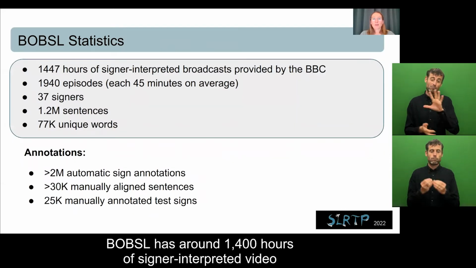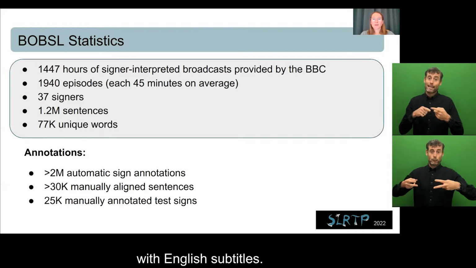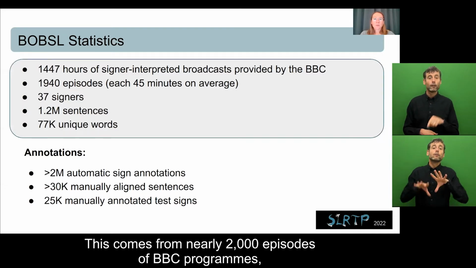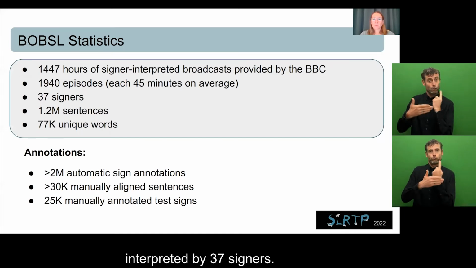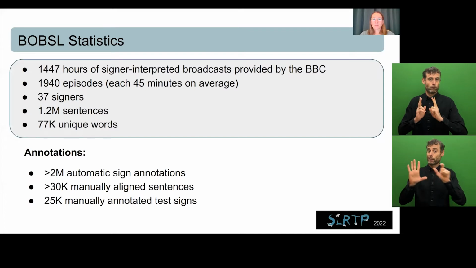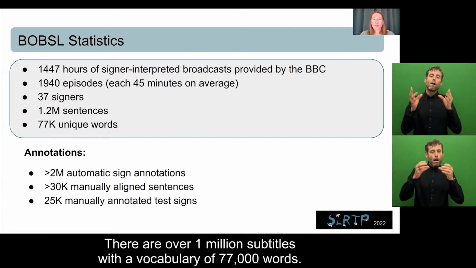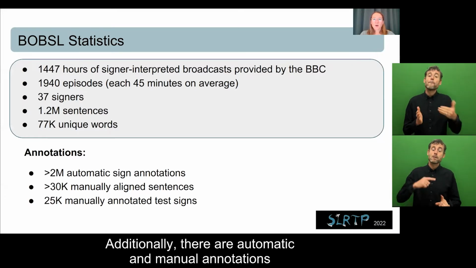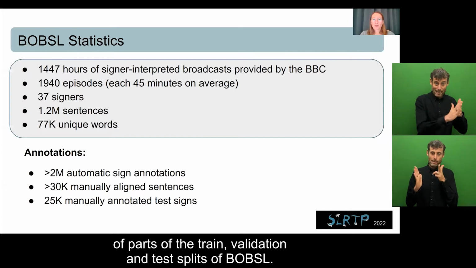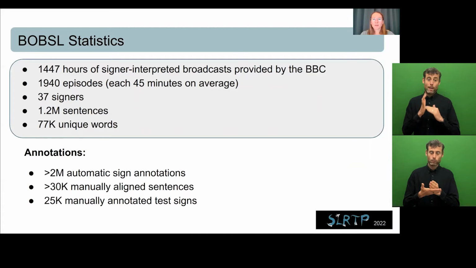BobSL has around 1,400 hours of signer interpreted video with English subtitles. This comes from nearly 2,000 episodes of BBC programs, interpreted by 37 signers. There are over 1 million subtitles with a vocabulary of 77,000 words. Additionally, there are automatic and manual annotations as parts of the train, validation, and test splits of BobSL.